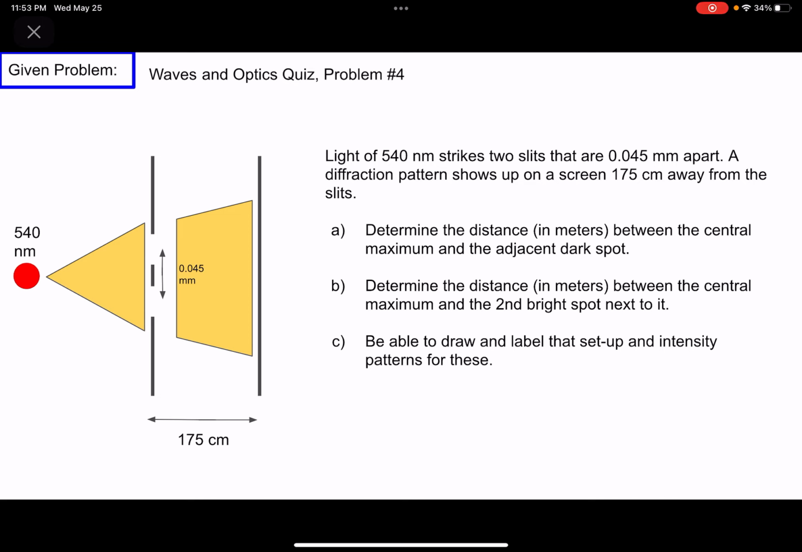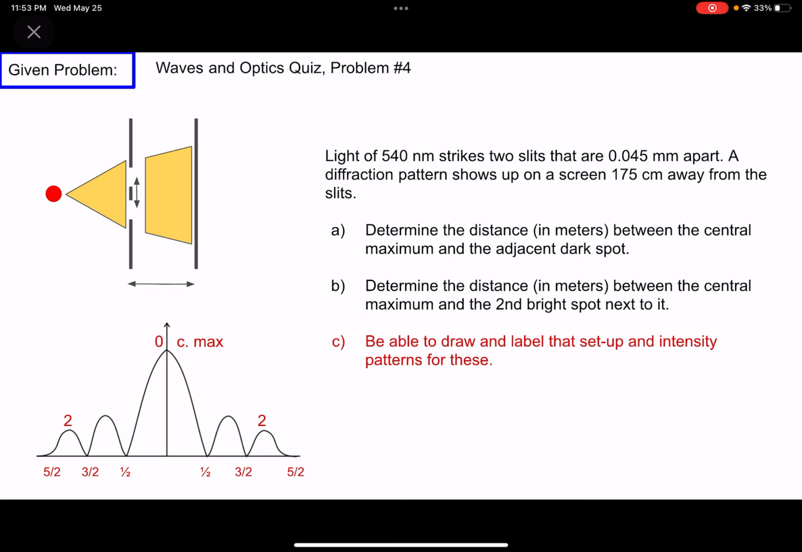The problems are asking: A, determine the distance in meters between the central max and the adjacent dark spot. B, determine the distance in meters between the central max and the second bright spot. And C, draw and label the setup and the intensity pattern.